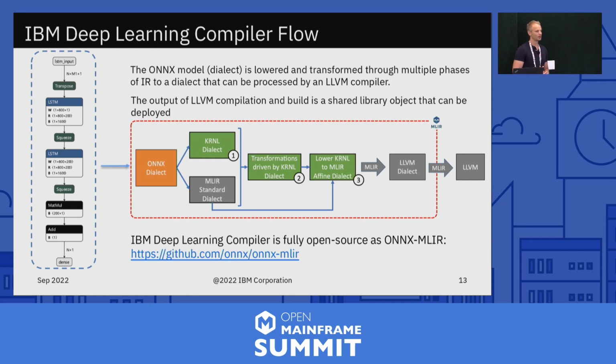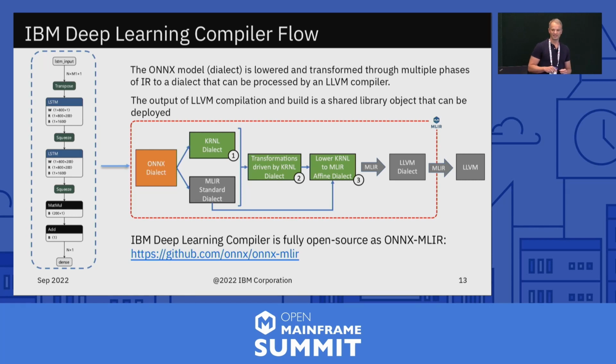Next is the deep learning compiler, or ONNX-MLIR. I use these terms as synonyms here. Deep learning compiler, DLC, that's the term IBM is using for that. But it's also developed by IBM Research, and it's fully open sourced. And the open source project is called ONNX-MLIR.